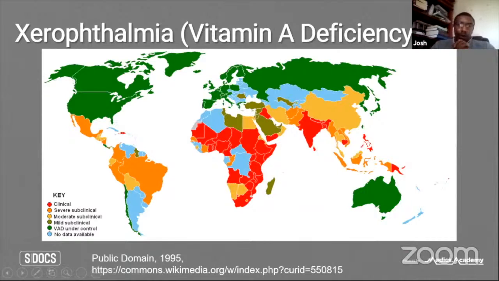Here is a map again of how xerophthalmia is spread throughout the world. You can see in red, those are areas where it's classed as clinical. In orange, severely subclinical, and in yellow, moderately subclinical. You can see the areas where it's clinical include lots of sub-Saharan African countries, Yemen, some of the South Asian countries, some countries in Southeast Asia as well. So really big spread.